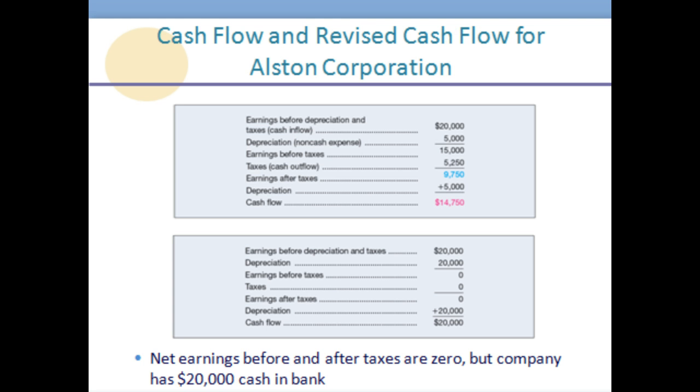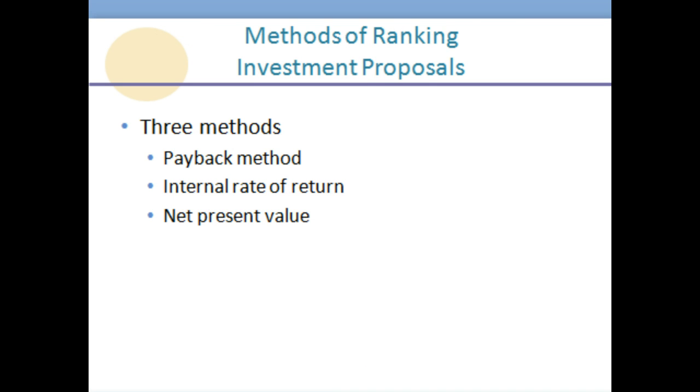So in slide 7, let's look at cash flow and the revised cash flow for Alston Corporation that we will use as an example throughout this chapter. Here are the 3 methods for ranking investment proposals. They are the payback method, the internal rate of return, and net present value.